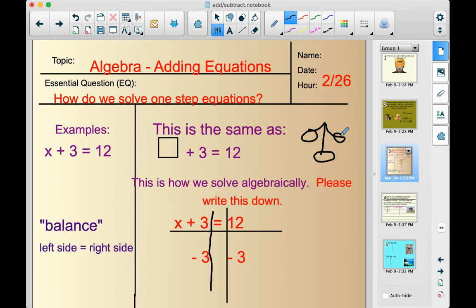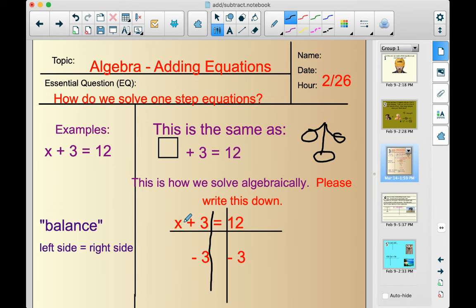Okay. It's the same thing if you take away weight, right? If you take away the same amount from both sides, it's still balanced, right? So we can add or subtract whatever we want as long as we do the exact same thing to both sides. That's the idea. And it's the same with the equation, right? So I can add or subtract anything I want on this equation as long as I do the same thing on both sides.